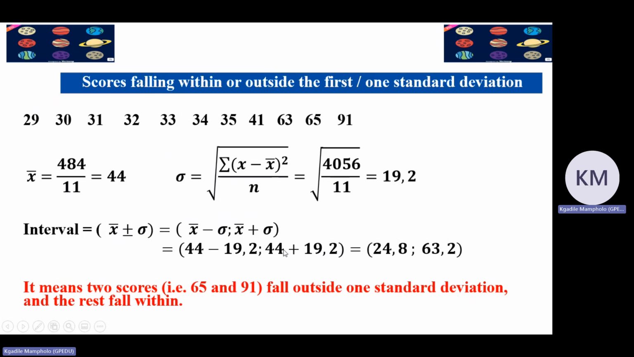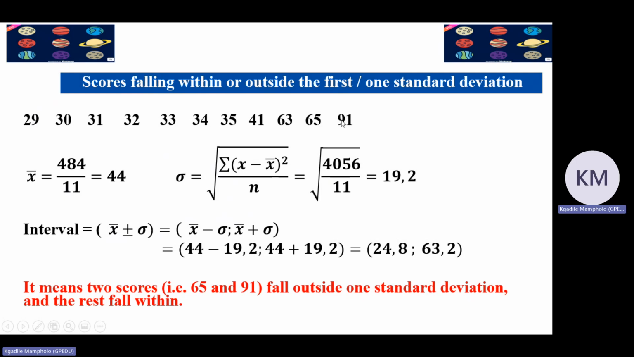The upper limit, you say mean plus standard deviation. That is why you say the mean plus or minus the standard deviation. Then you will get the interval. So all the values falling between the two limits are said to be falling within one standard deviation, meaning scores from 29 to 63, all of them, because all of them are between these two limits, the upper and the lower limit.